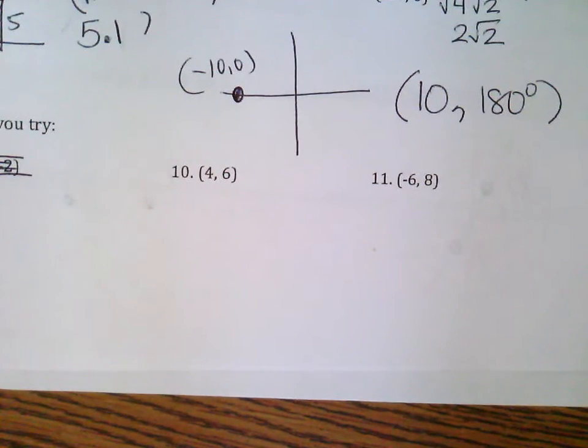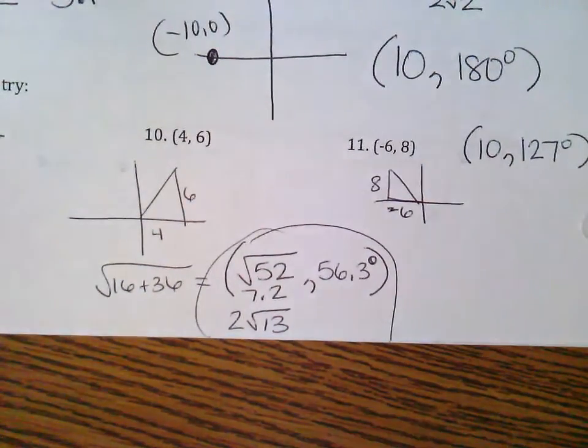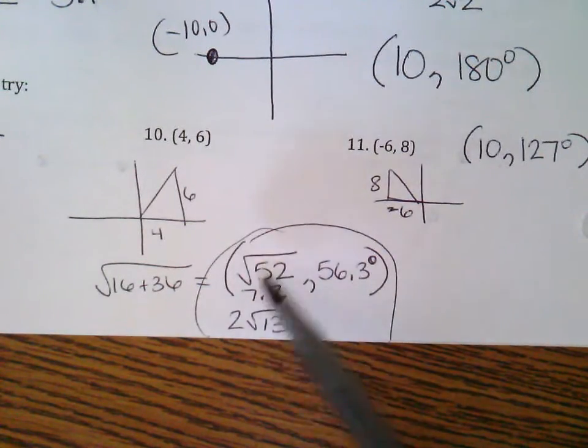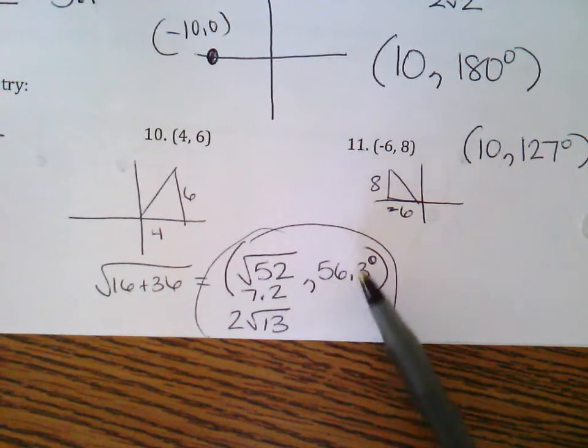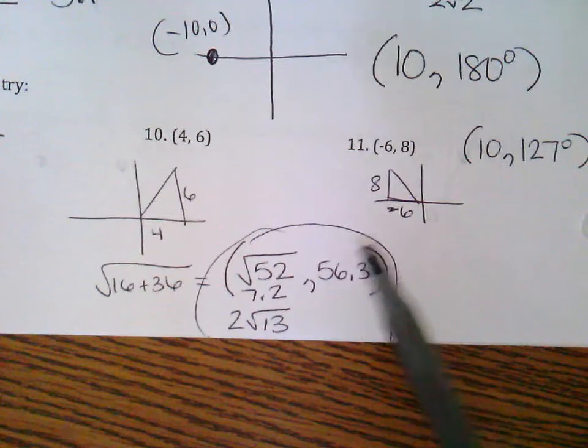All right, so why don't you try 10 and 11 if you haven't yet on your own. I'll pause for a minute, let you try them. So here are some answers for 10. Choose one of the r values, either the square root of 52, 7.2, or 2 root 13. And the angle should have been about 56 degrees, which Ethan did on radian mode and it came out to 0.98. Remember we said 1 radian is about 57 degrees. I think we did that conversion factor last class.